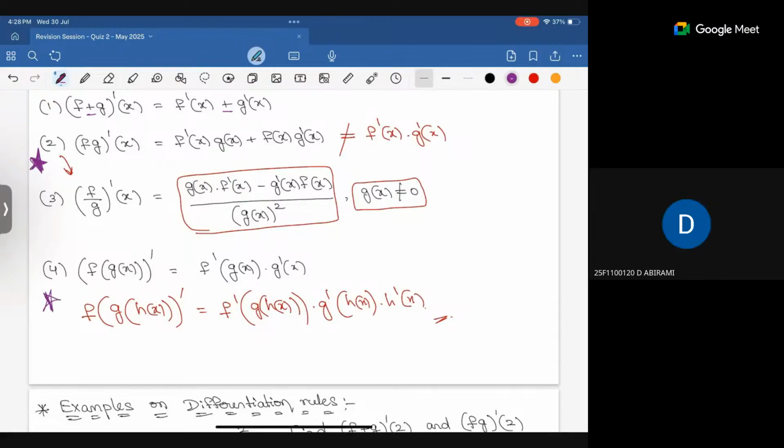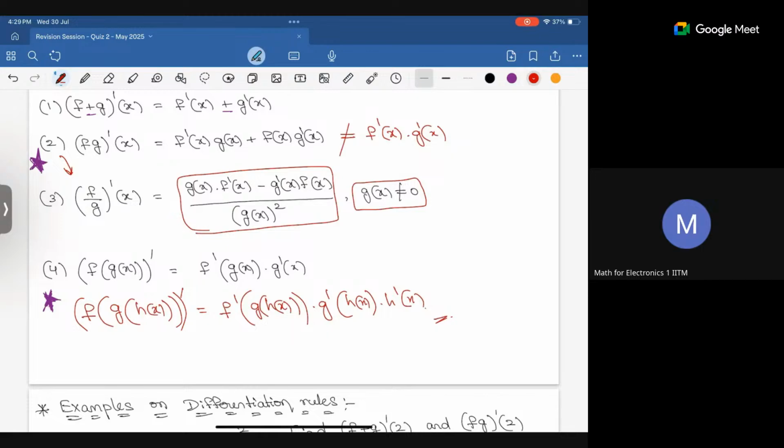Sir, the bracket over the outermost function, you missed it, sir. Sorry, where is it? The outermost function, f. So f of h of x, g of x. Okay, yeah, thanks.